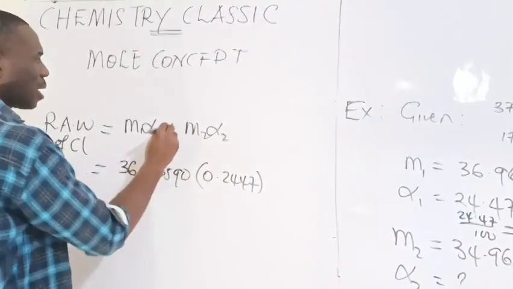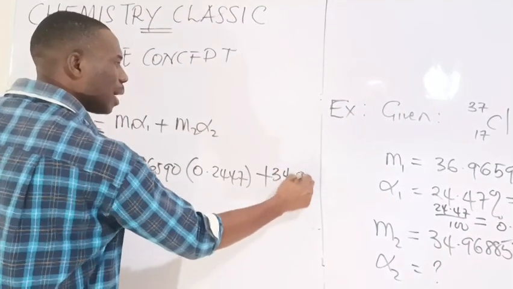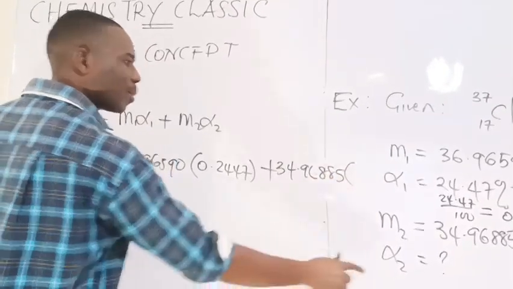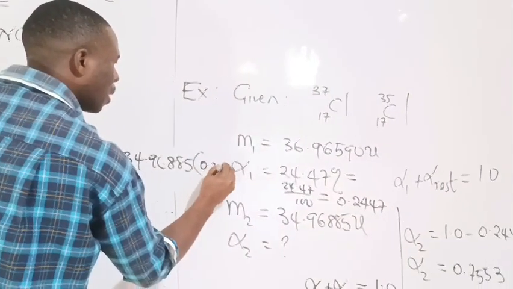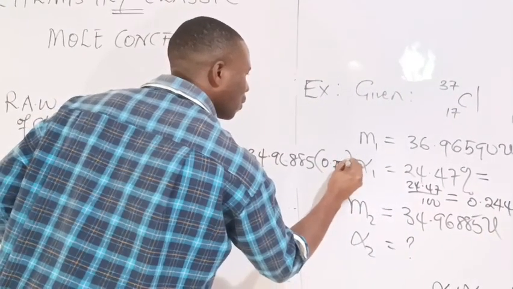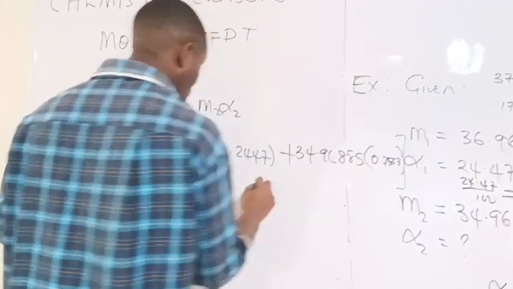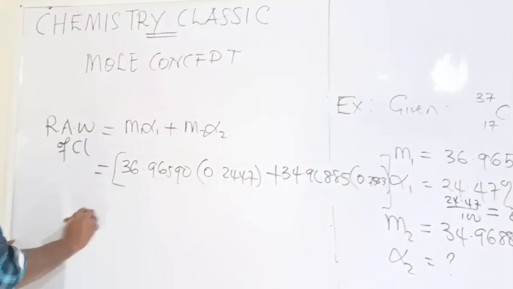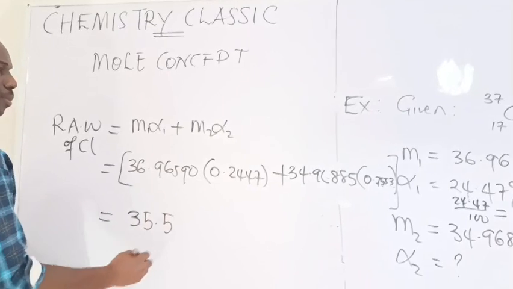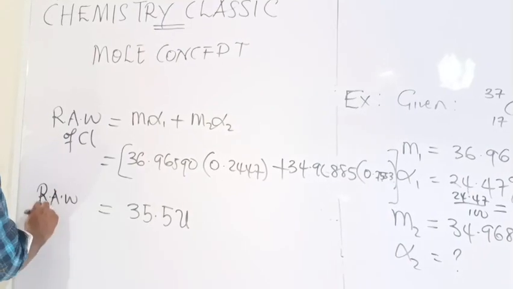I will stick in the unit afterwards. Plus M2, which is 34.96885, with its abundance 0.7553. Of course, they are all in atomic mass units. So if you multiply out, to one decimal place you get 35.5 atomic mass units. This defines the relative atomic weight of chlorine.